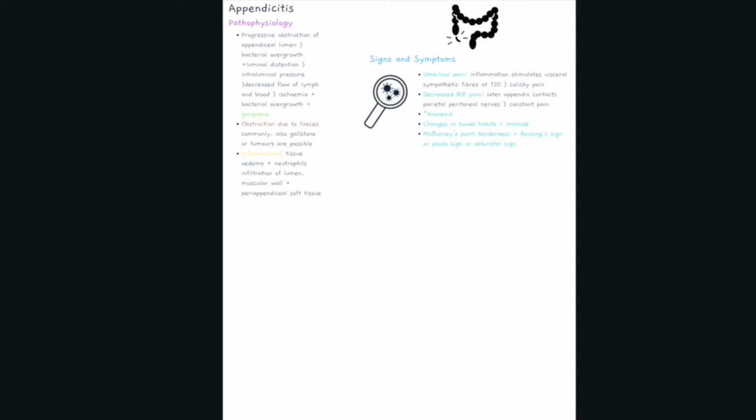coli at the cecum. However, this diagram shows the positional variance of the appendix. The most common variant is retrocecal and has a psoas sign. If there's pelvic variation, obturator sign may be present. Finally, a post-ileal position may manifest with testicular pain.